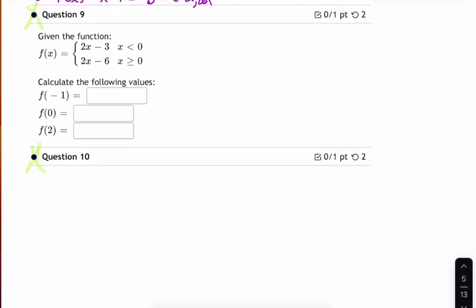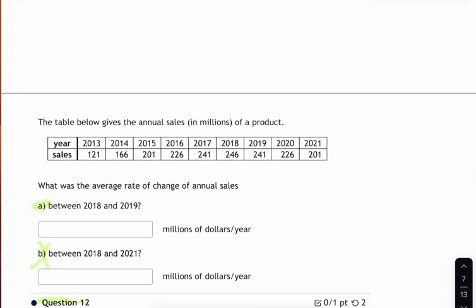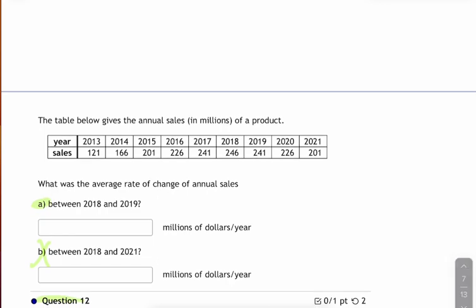Okay, skipped question 9, skipped question 10. Please jump for me to question 11. This is question 11, and we're just going to do this first one. It says, what was the average rate of change of the annual sales between 2018 and 2019?